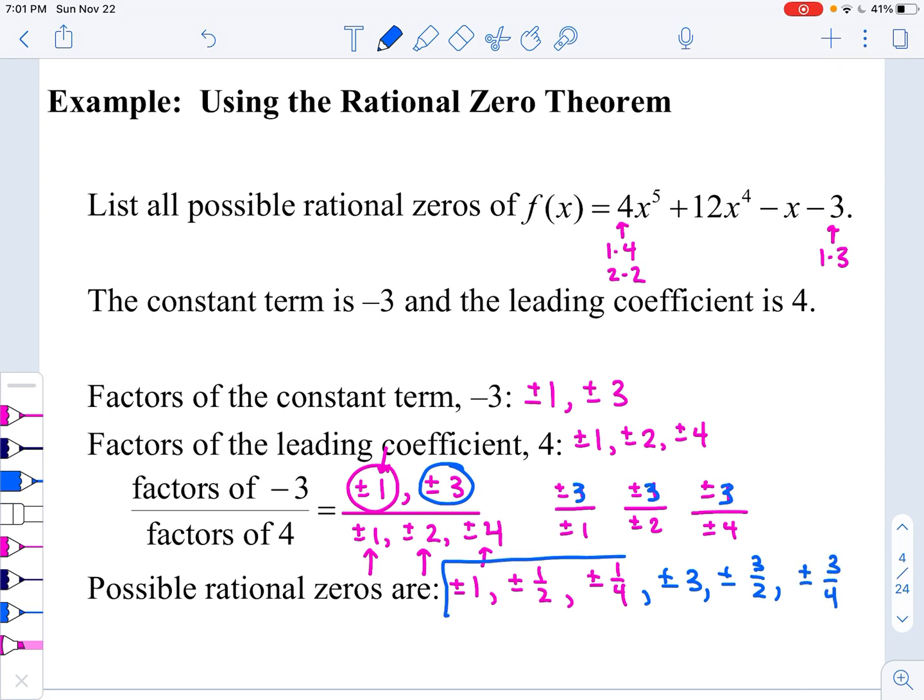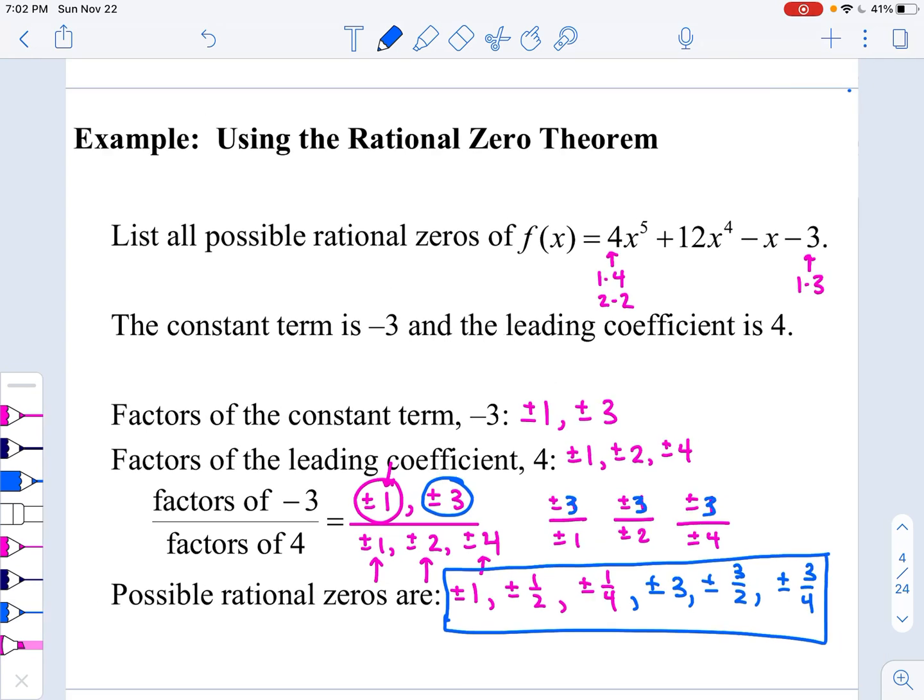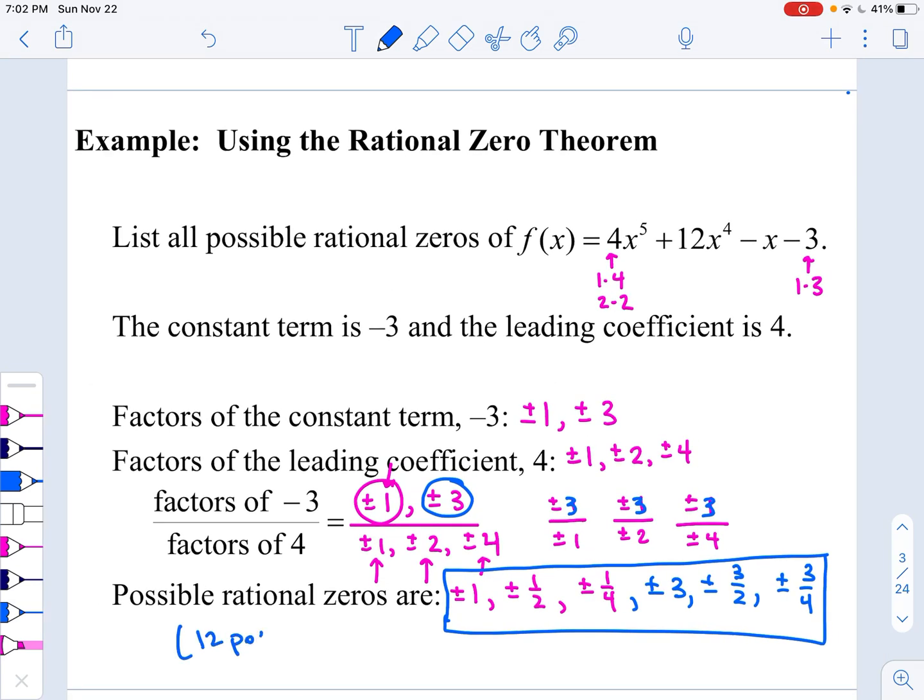Now, all the possible solutions of this polynomial, how many do I have? I have plus or minus 1, plus or minus 1/2, plus or minus 1/4, plus or minus 3, plus or minus 3/2, plus or minus 3/4. So that means I have 2, 4, 6, 8, 10, 12. There are 12 possible solutions to this problem.